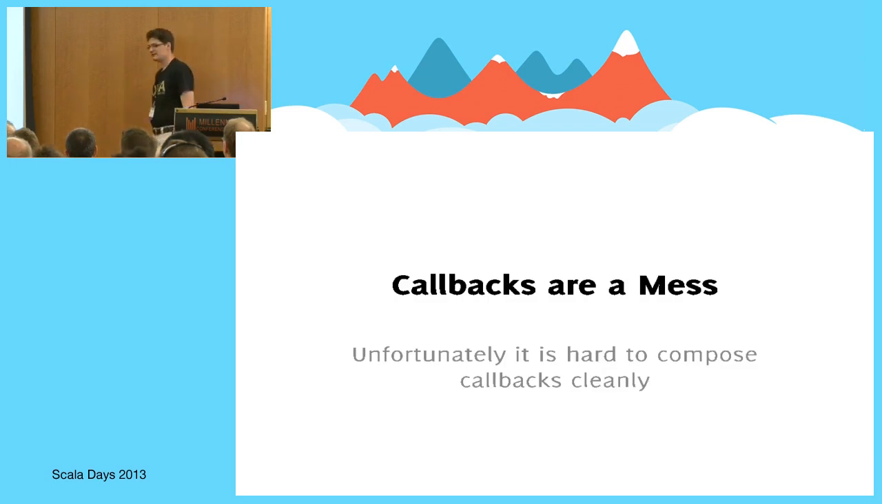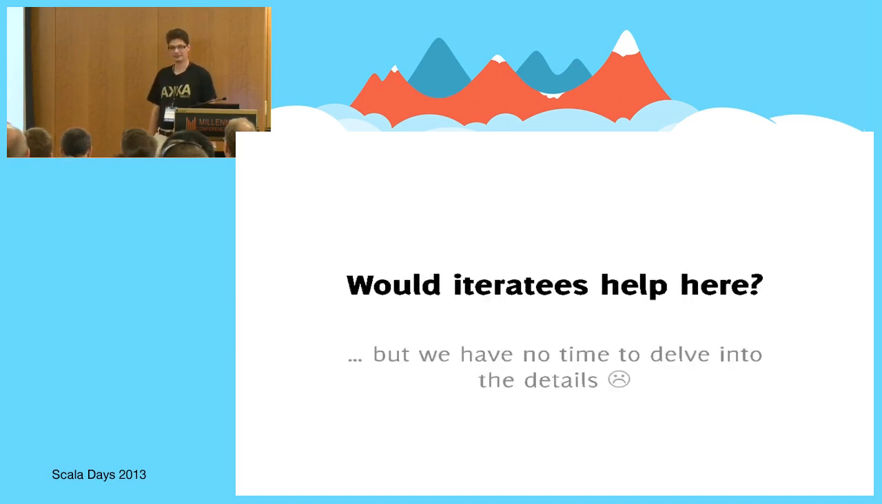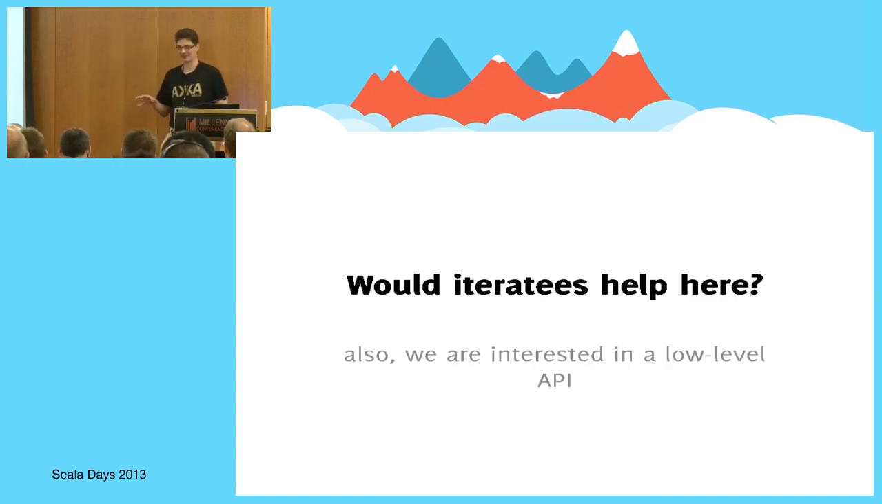So you have to admit, callbacks are a mess. So we don't go the callback way. Another question, would iteratees help here? Yes, of course, but sorry, I don't have time to go into the depth of iteratees. They are really nice, and basically say thanks to the Play guys, who implemented backpressure inside iteratees, and you don't even have to know about that. So really, say thanks to the Play guys.